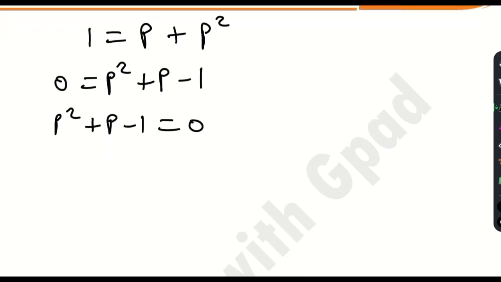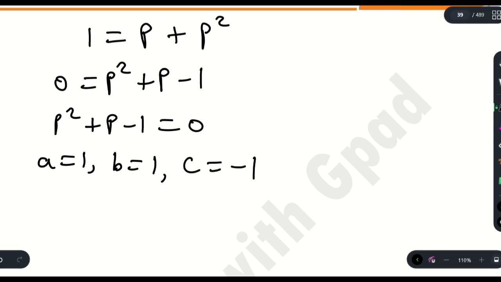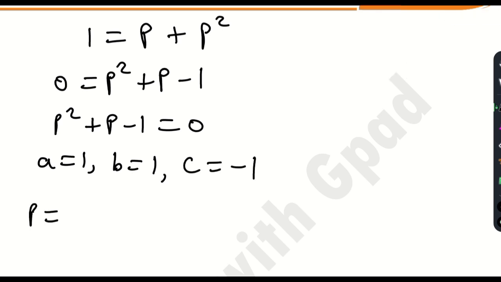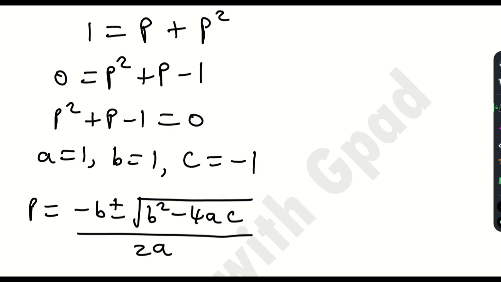If you compare this with the general form of a quadratic equation, which is ax squared plus bx plus c is equal to 0, you will realize that a here is the coefficient of the leading term, p squared. So a is 1. B is what? The coefficient of the middle term, which is 1. And c is what? Negative 1. So now, what's the formula? P is equal to minus b plus or minus the square root of b squared minus 4ac all over 2a. Good.